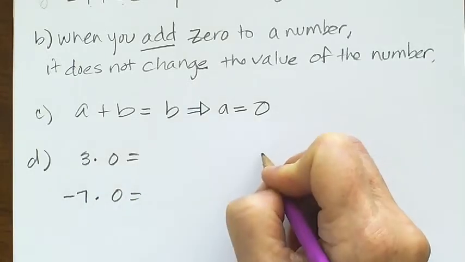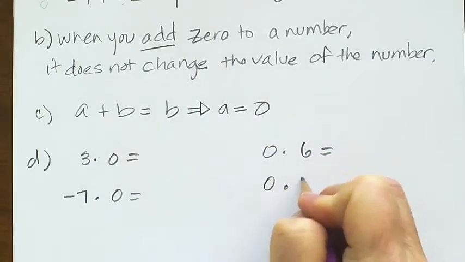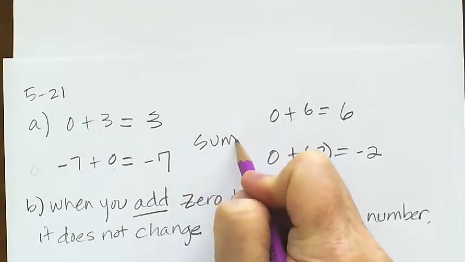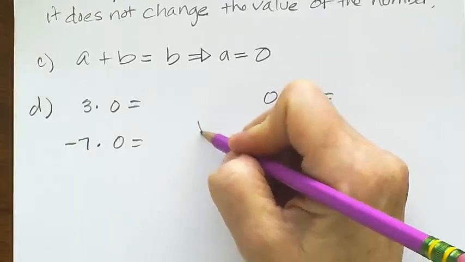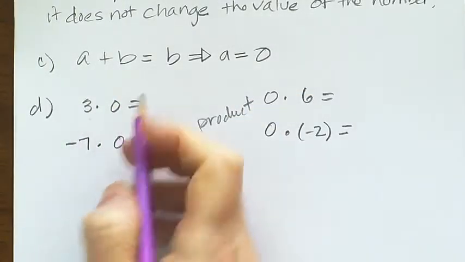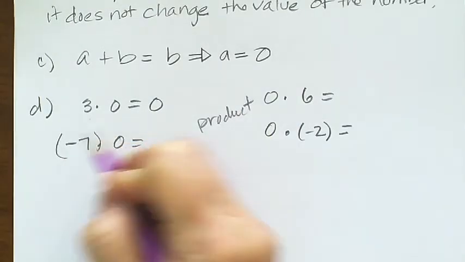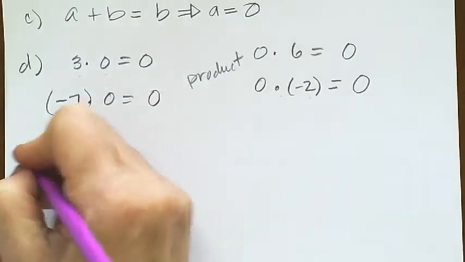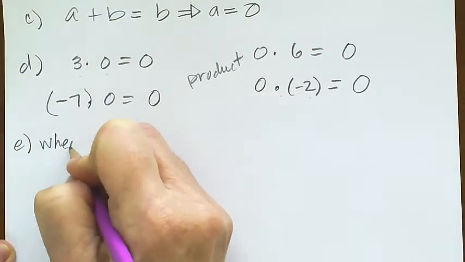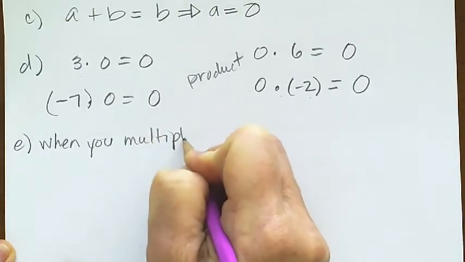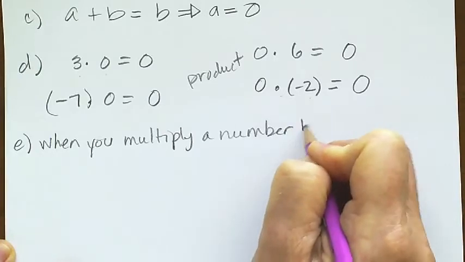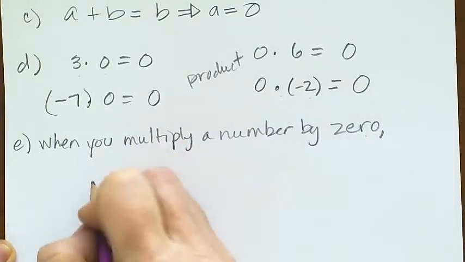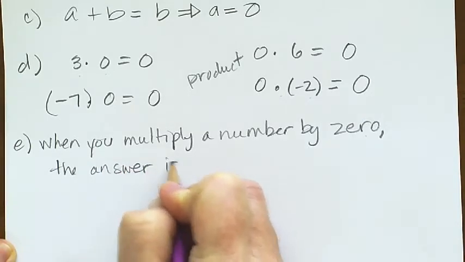Same two numbers, but this time we're multiplying. So we're calculating, this was the sum, now we're calculating the product. 3 times 0 is 0. Negative 7 times 0 is 0. 0 times 6 is 0, and 0 times 0 is 0. So we're going to complete this sentence. When you multiply a number by 0, the answer is 0.